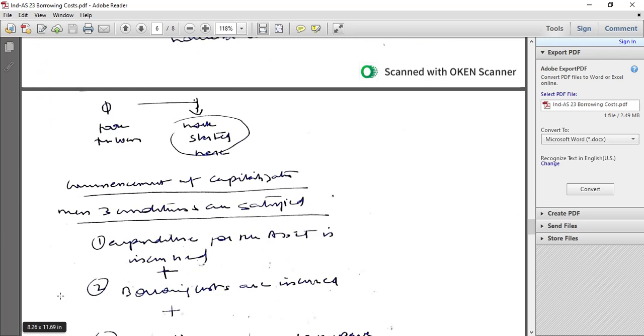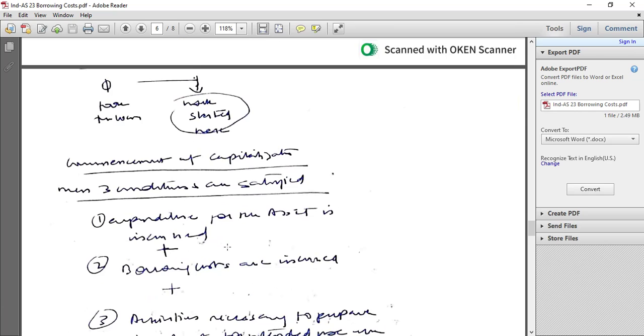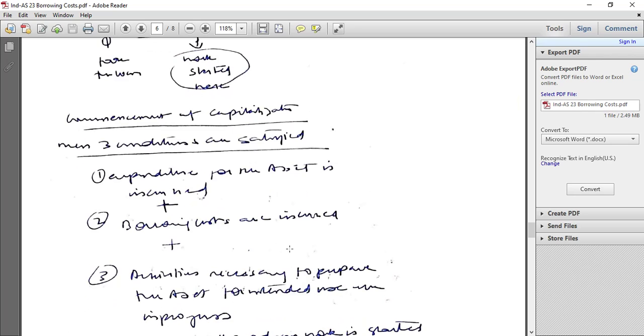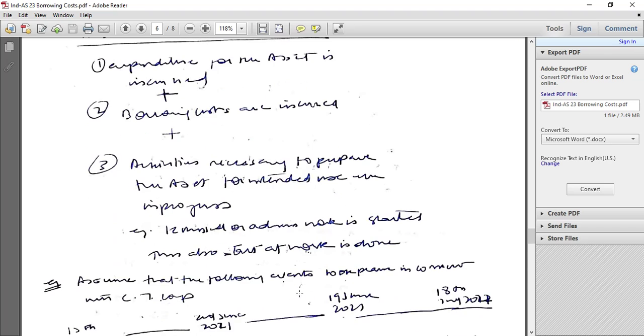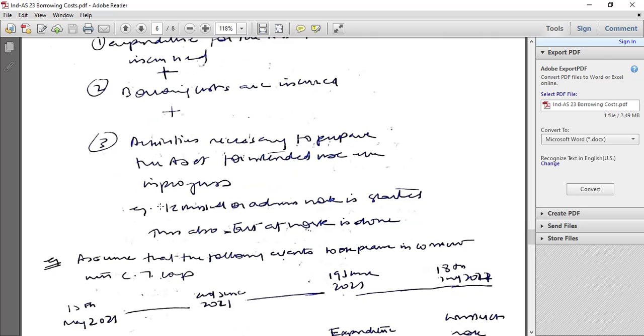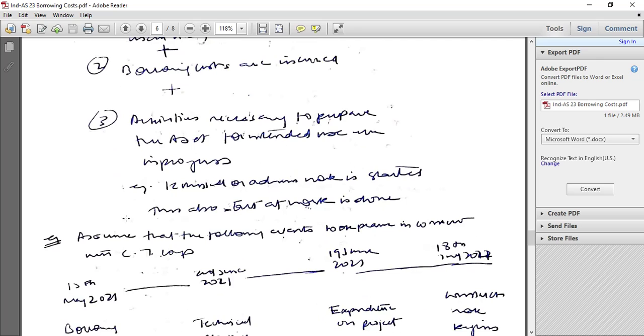Commencement of capitalization. There are three conditions attached for capitalization: expenditure for the asset is incurred, borrowing costs are incurred, and activities necessary to prepare the asset for its intended use are in progress. If all these three conditions are met, then interest cost is to be capitalized.